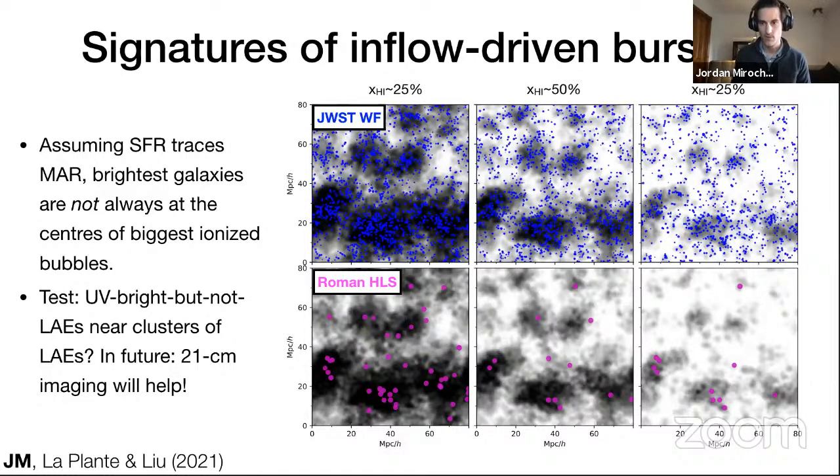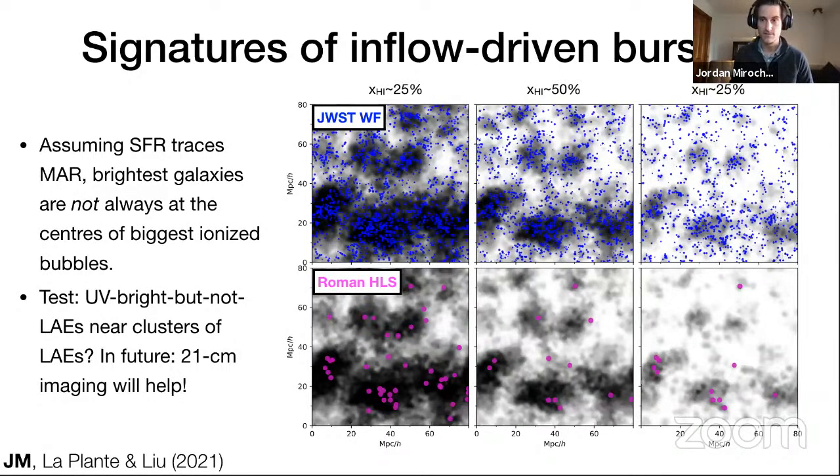And what we found is that if you look at the brightest galaxies, for example, in a mock Roman high latitude survey in the bottom row here, the brightest galaxies detected in imaging are not always in the centers of ionized bubbles, which is the color scale here. The black regions are ionized regions around clusters of galaxies, which you can see more clearly with a deeper JWST wide field like survey in the top row. So this is interesting. In the long term, one could imagine testing this model with 21 centimeter imaging. The field's not there yet, but in principle, one could do this if you found bright galaxies not in the centers of bubbles, but on the outskirts as well.